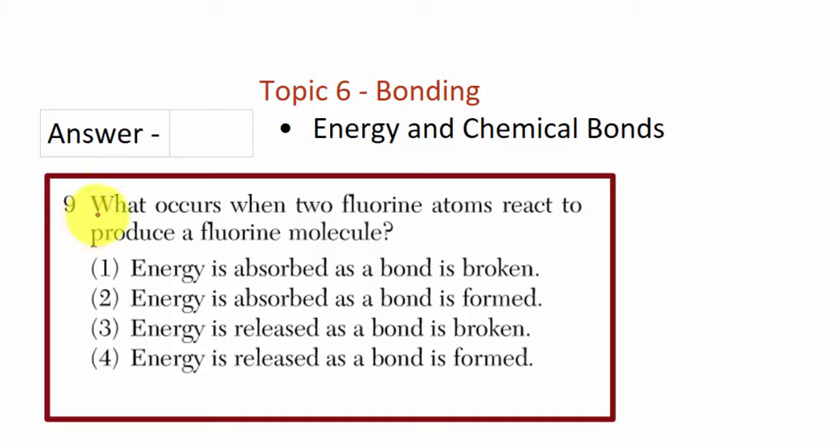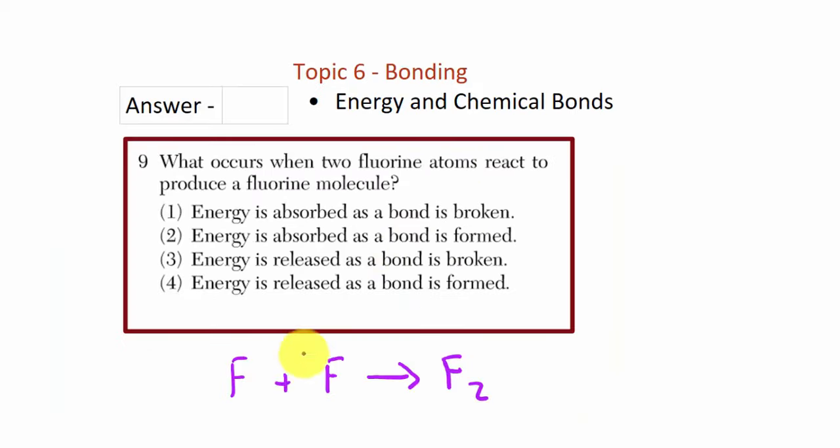Question 9. What occurs when 2 fluorine atoms react to produce a fluorine molecule? We're assessing 2 things here. What's happening to the energy and what's happening in terms of bonding. Well, if you take 2 separate fluorines and you add them together to get a fluorine molecule, you clearly are forming a bond. So let's throw away the answers that say bonds are broken. And then you should recall that when you form a bond, energy is released. So we're going with answer number 4 by definitions and by logic.